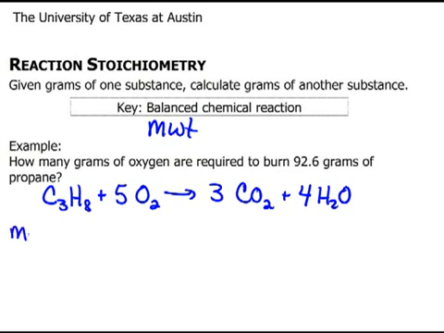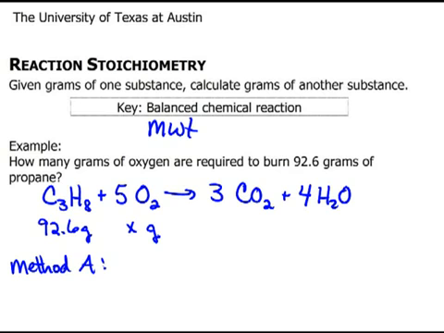Now, before I go into one of these methods, I want to slow down just a minute and write down what I'm given. I'm given 92.6 grams of propane, and I want to find how many grams of O2. So let's look at the first method here. I'm just going to call it method A. That's just a reference name to say it's different than method B or method C.